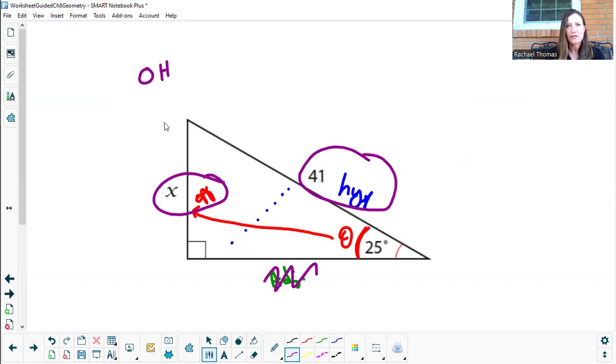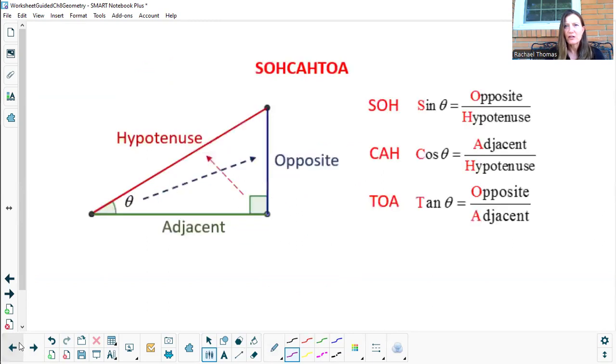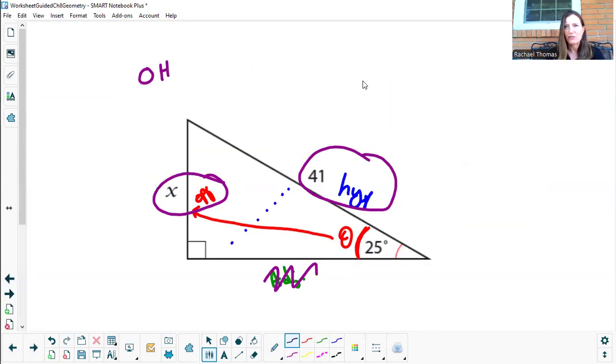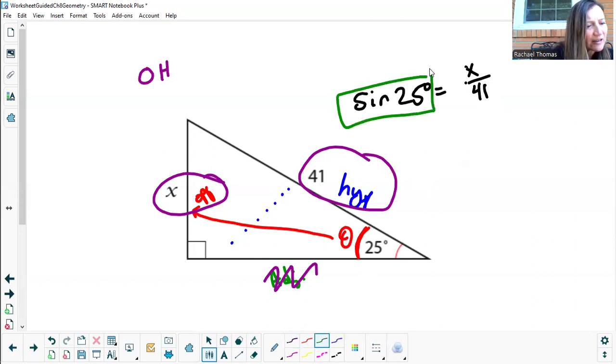Opposite and hypotenuse, OH. Go back to my SOH-TOA, and only one of these has an O and an H in it. It's sine. Sine is opposite over hypotenuse. So my sentence looks like sine 25 equals opposite x over hypotenuse 41. I'm going to ask my calculator. You need any kind of calculator that has sine, cosine, and tangent buttons. I'm just going to type that in my calculator, and it tells me that sine of 25 is 0.422.